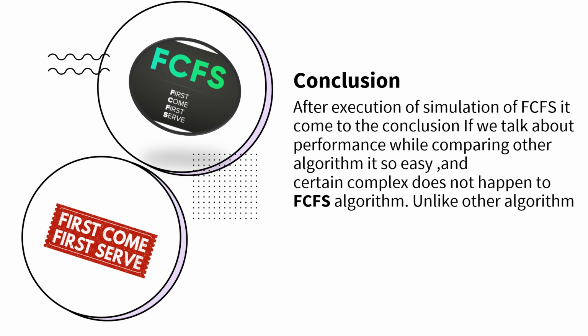After executing some simulation of FCFS, as we mentioned in the real-time example, the ticket booking venue is a good example for it. In conclusion, I would like to talk about the performance compared to other algorithms like SJF and round robin. It is so easy to understand, even a child can understand. It has no complexity issues, it does not have so much algorithmic stuff, and unlike other algorithms it is not complex.